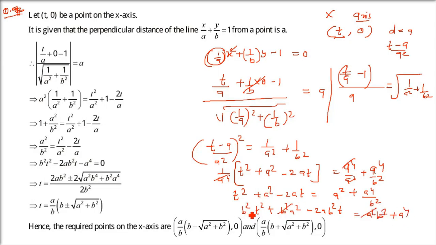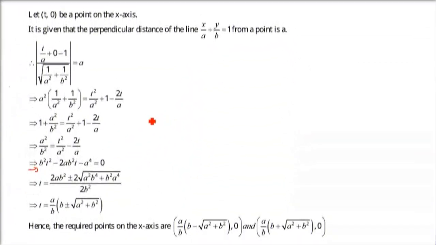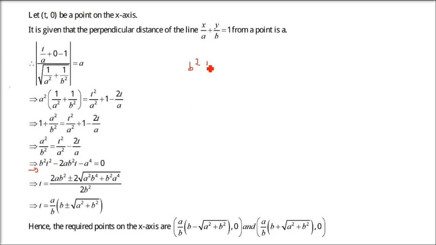Now a square b square gets cancelled. What is the final equation? b square t square minus 2a b square t, and a to the power 4 I'm taking on the left hand side. So this is the final equation. Now we'll use the Sridharacharya formula to solve it. So how to do this? As I said, b square t square minus 2ab square t minus a raised 4 equals 0.